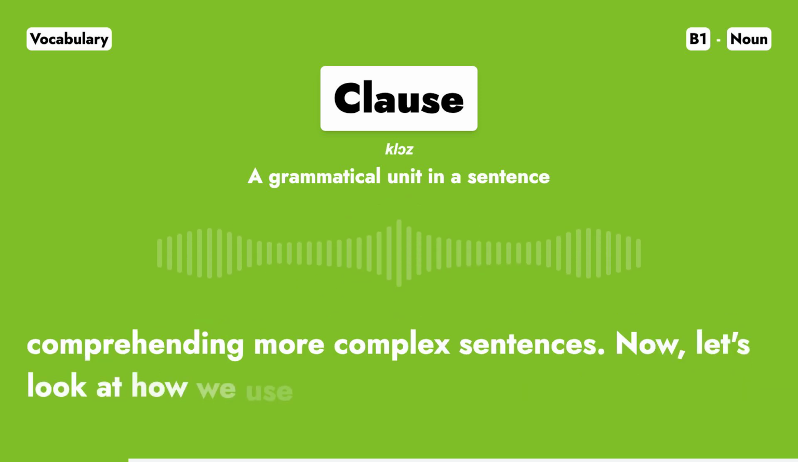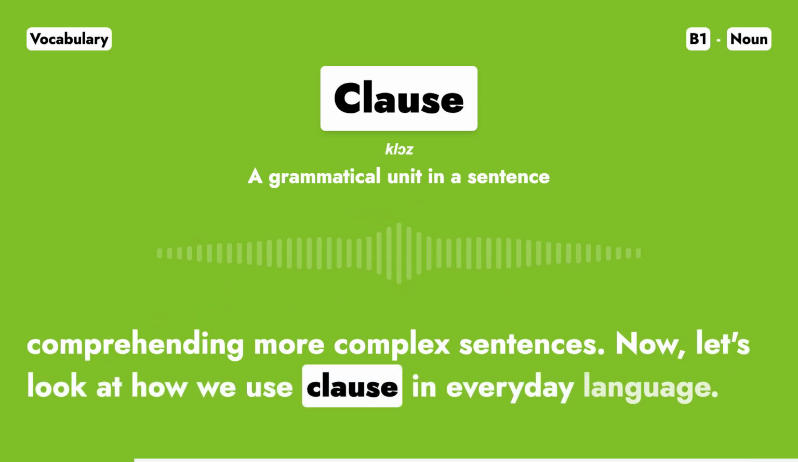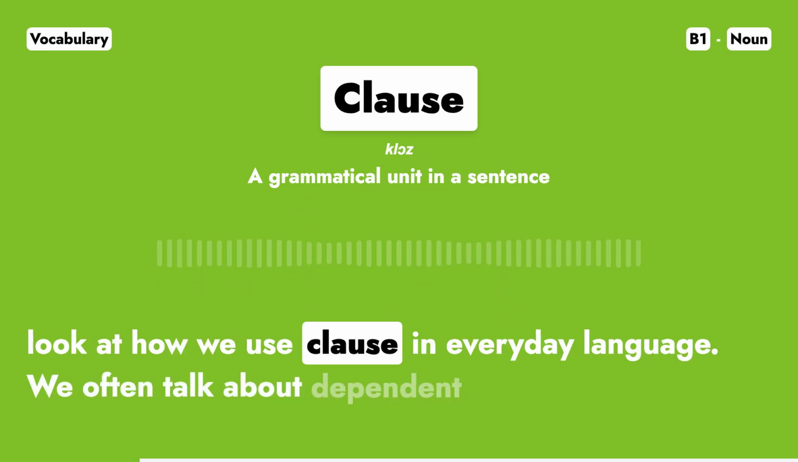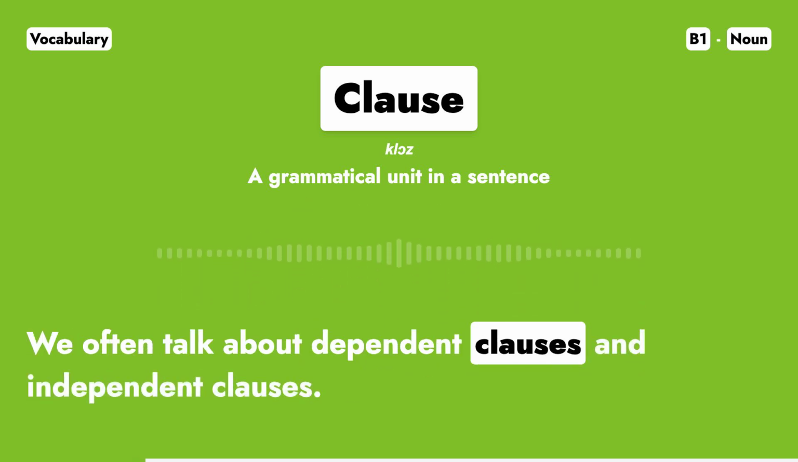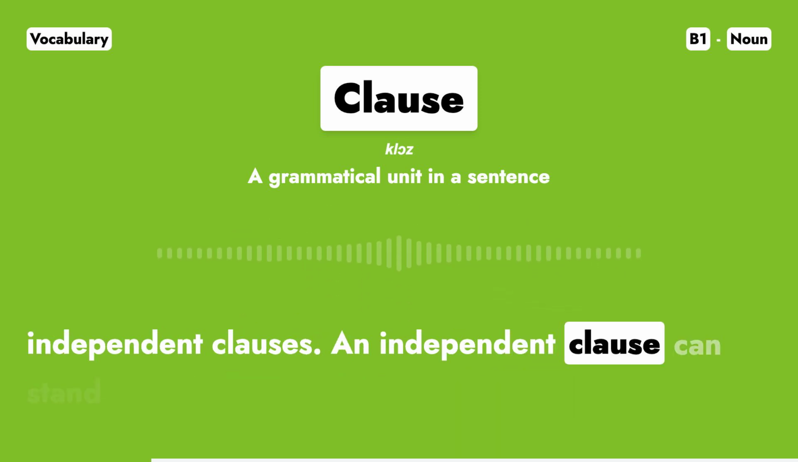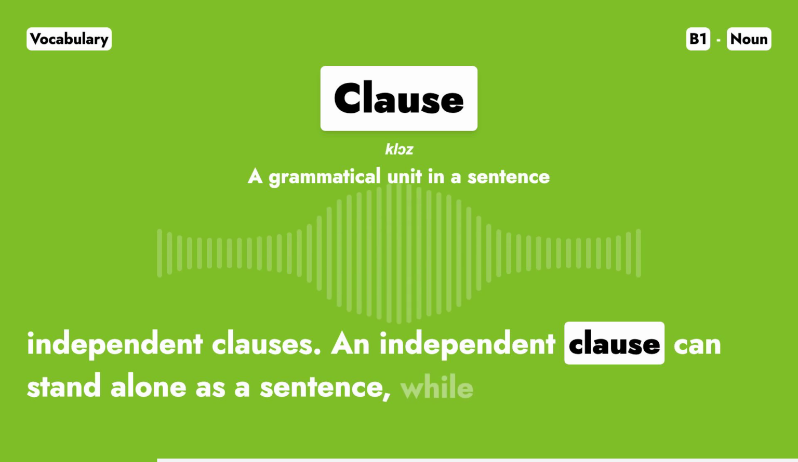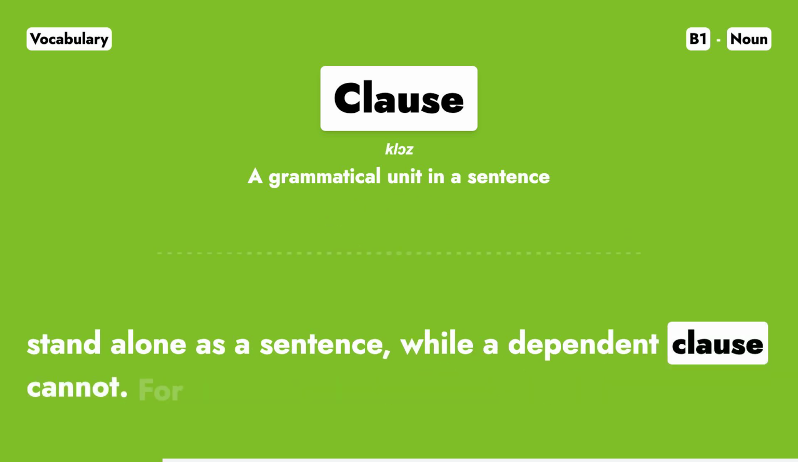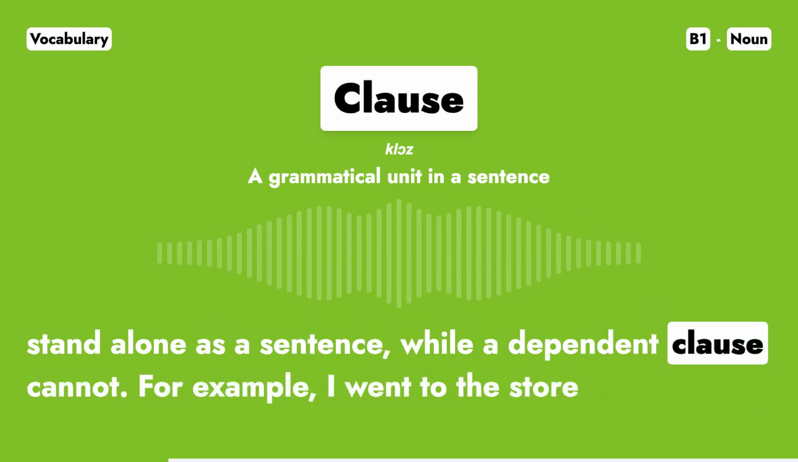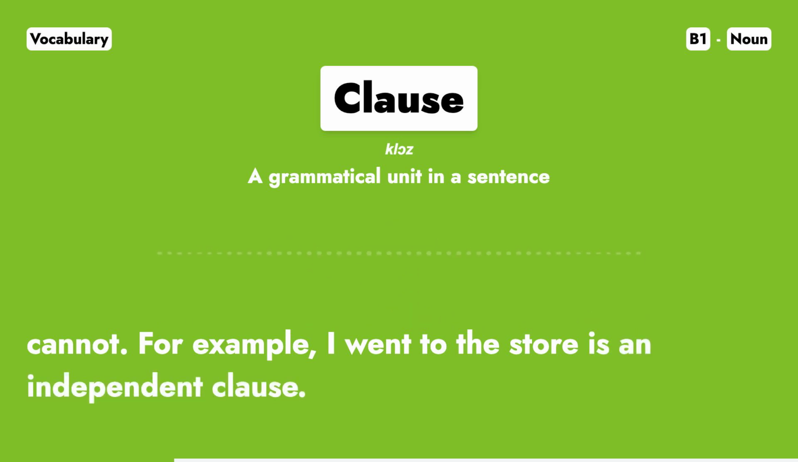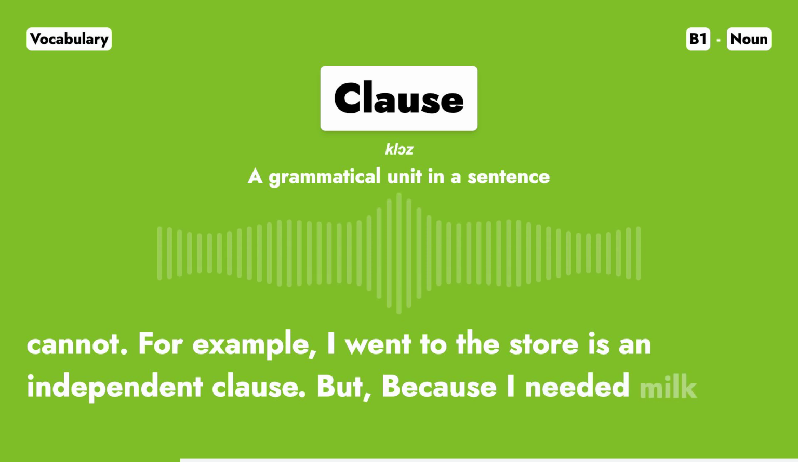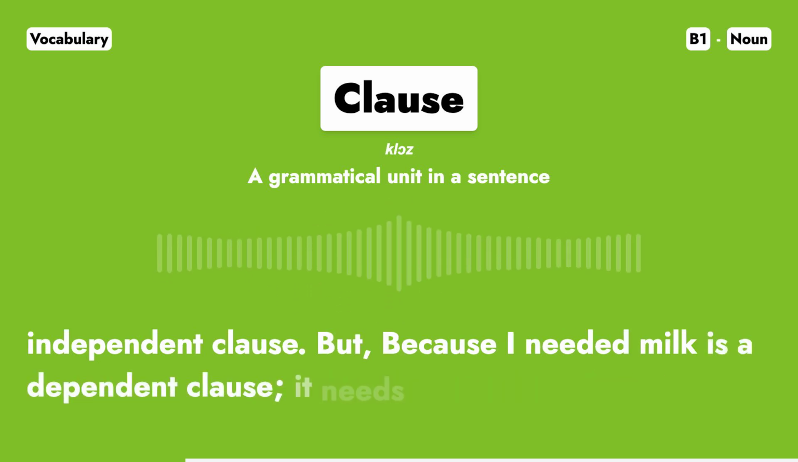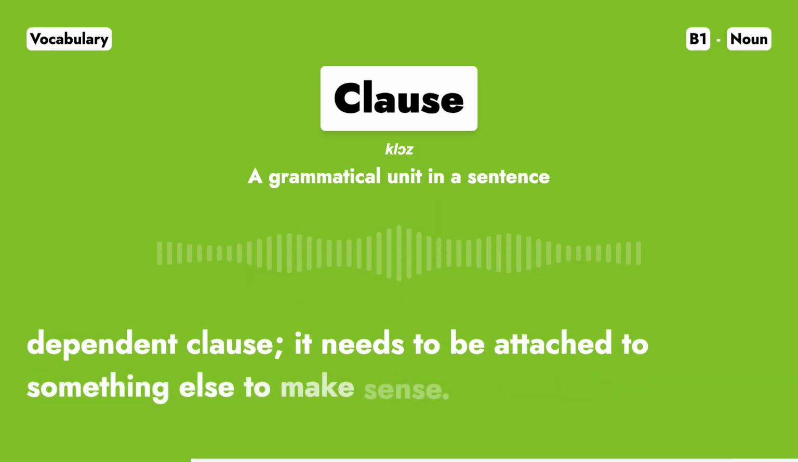Now, let's look at how we use clause in everyday language. We often talk about dependent clauses and independent clauses. An independent clause can stand alone as a sentence, while a dependent clause cannot. For example, "I went to the store" is an independent clause. But "because I needed milk" is a dependent clause, it needs to be attached to something else to make sense.